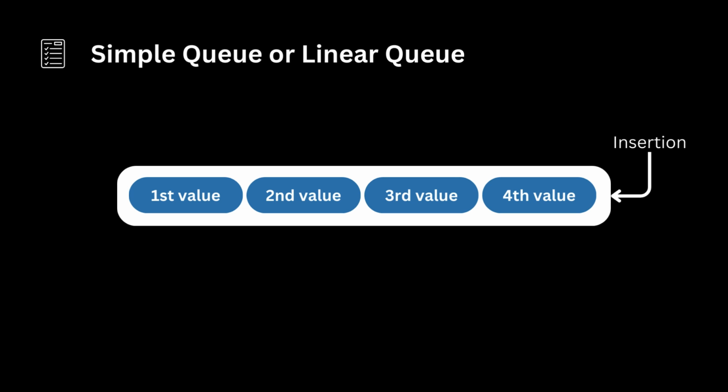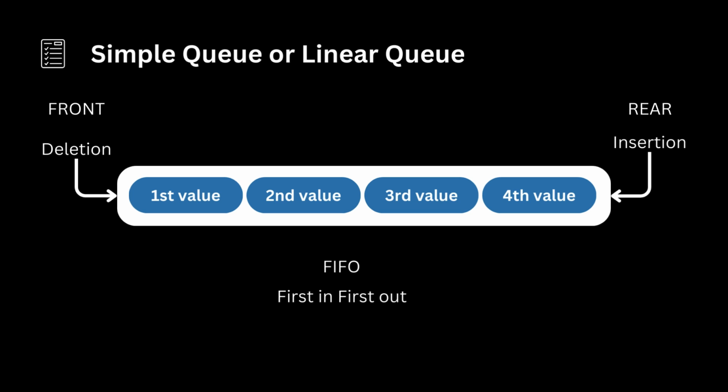In a linear queue, insertion occurs at one end while deletion occurs at the other end. The end where insertion takes place is called the rear end and the end where deletion takes place is called the front end. A linear queue strictly adheres to the FIFO principle, that is, the first in first out rule.